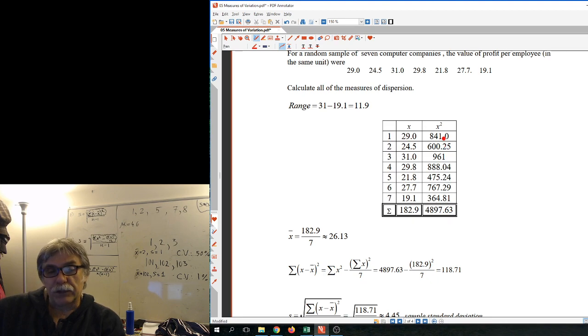I'm going to need the squares. So the square of 29 is 841. The square of 24.5 is 600.25. The square of 31 is 961. And all of those are squares, the guys in the first column, or you can ask what is this 1, 2, 3, 4, but it's just itemizing them, you know. Sometimes you might have a name, sometimes you have just number 1, number 2, and so on. Okay, you actually don't need this column at all.